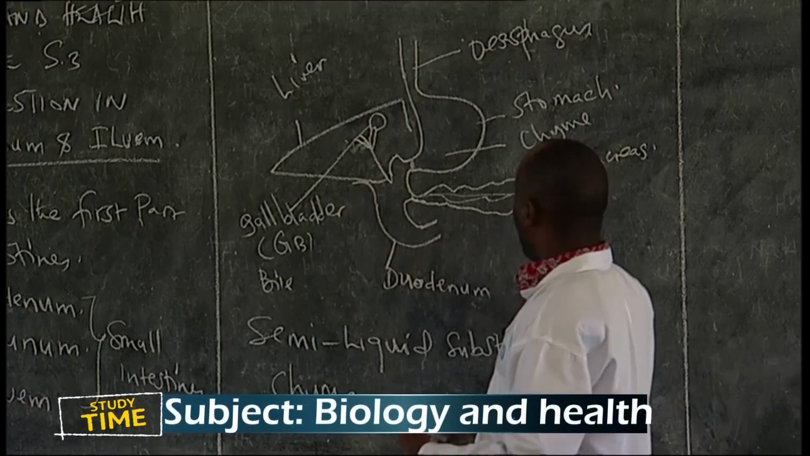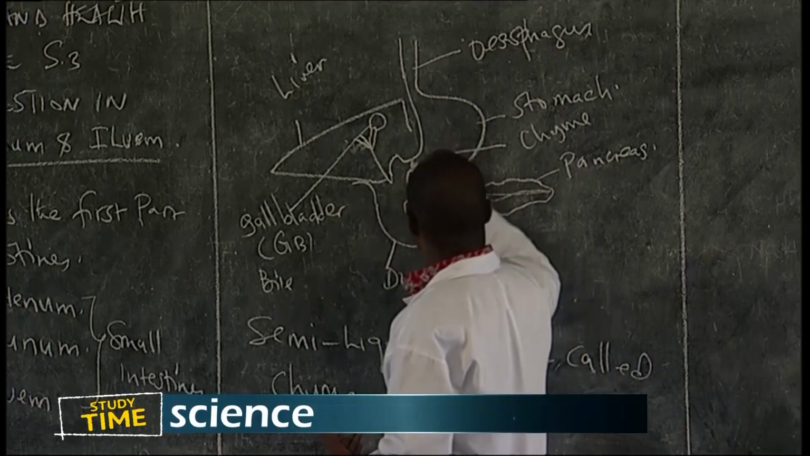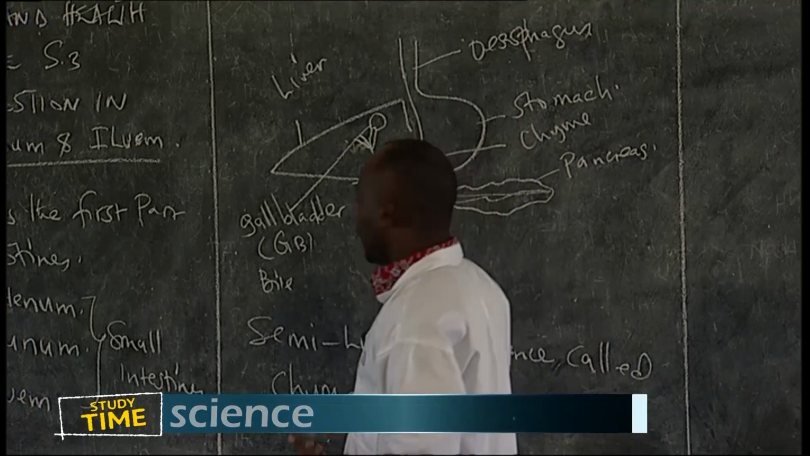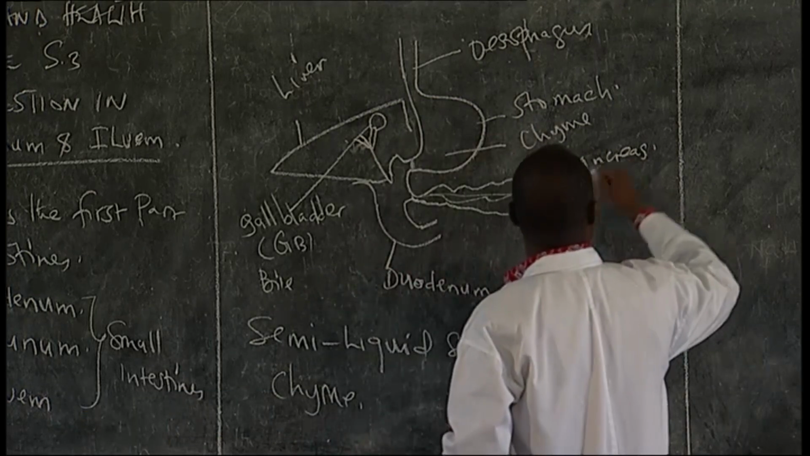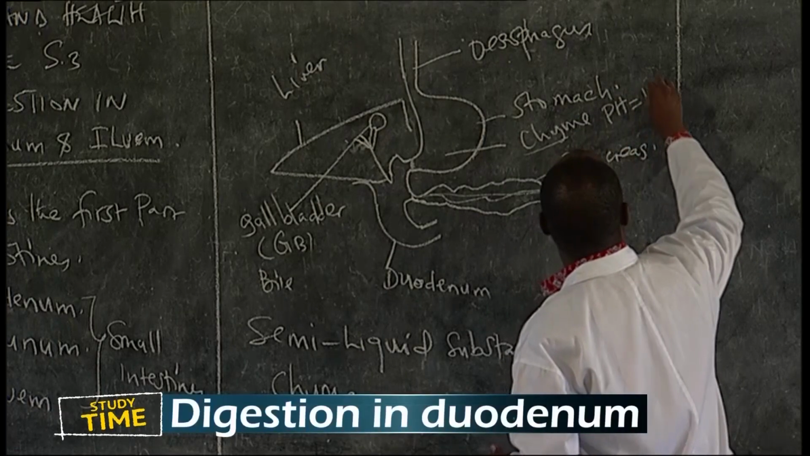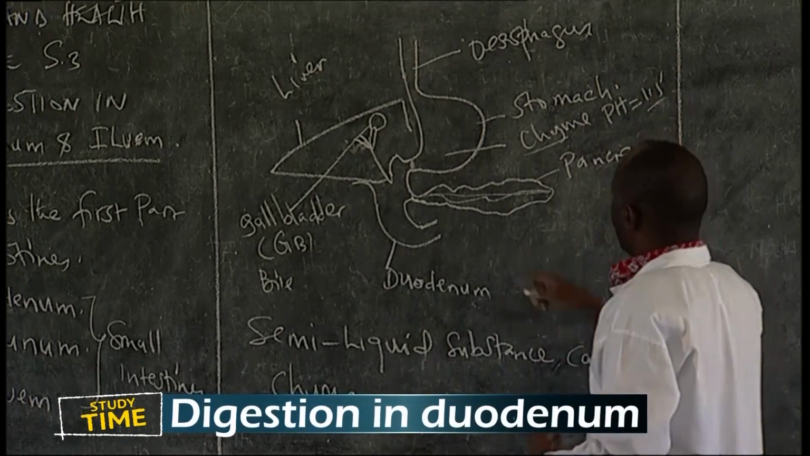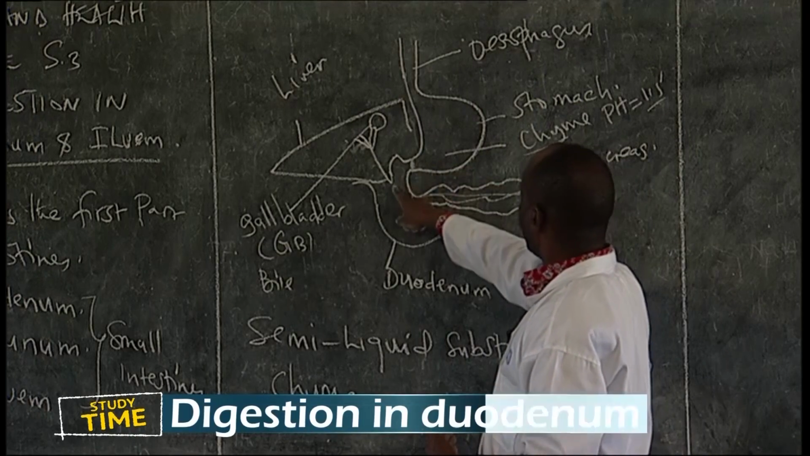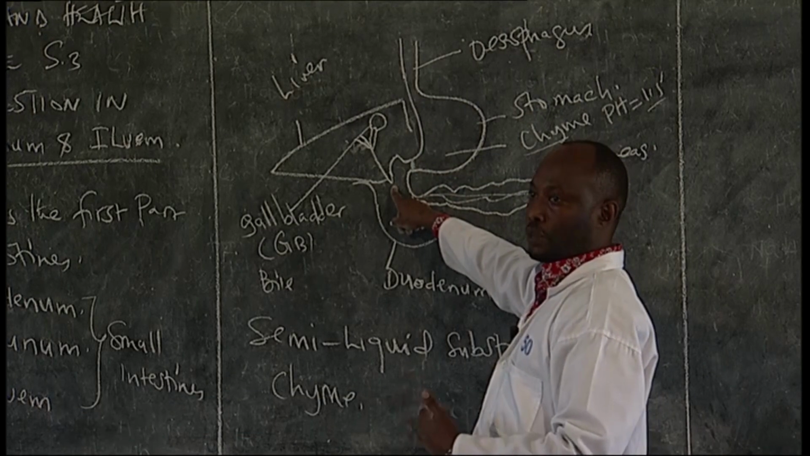Now, after reaching the duodenum, we know the chyme comes from the environment in the stomach, where the pH is around 1.5. If that chyme is going to be pushed into the duodenum, it means it has to be neutralized.